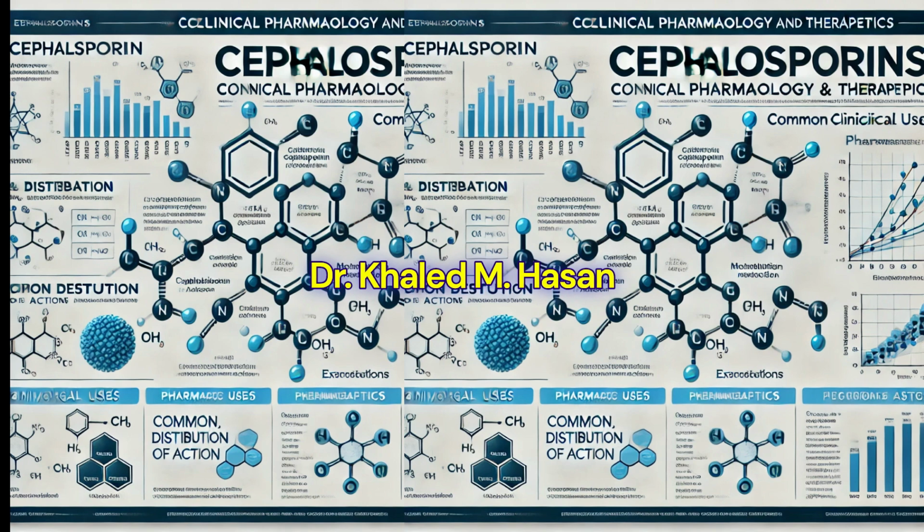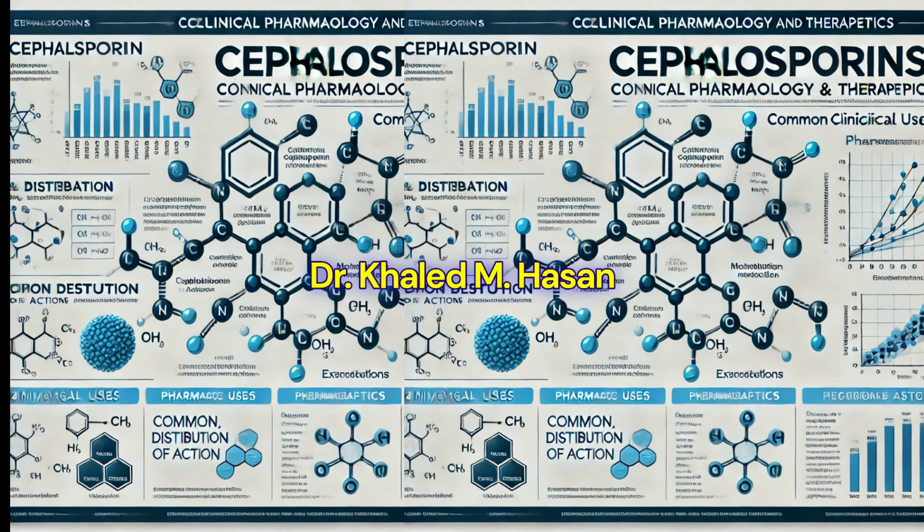So what about 4 and 5? All right. So fourth generation, we're talking about drugs like cefepime. And these are even broader spectrum. What does that mean? That means they're active against an even wider range of bacteria. So both gram-positive and gram-negative. Yeah. They're really good at targeting both.